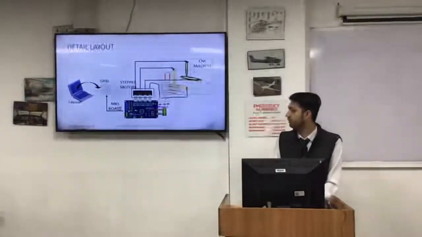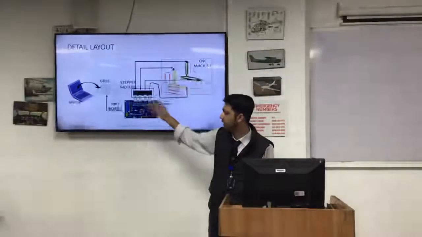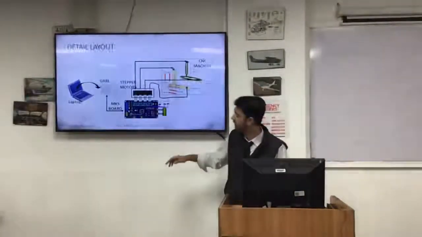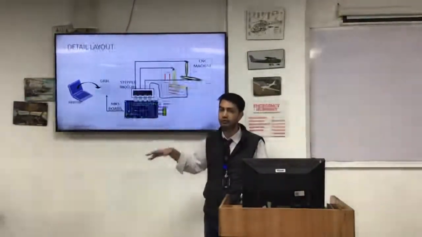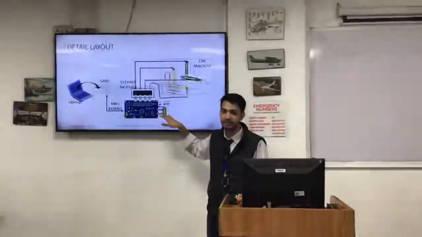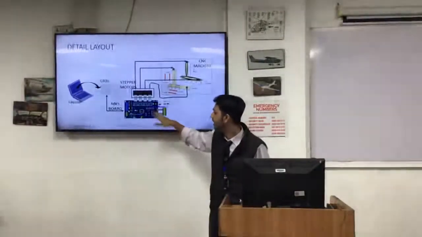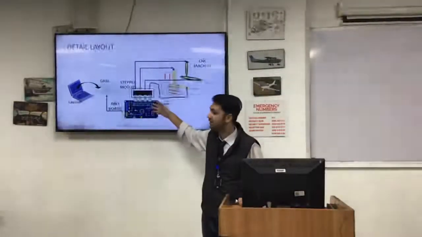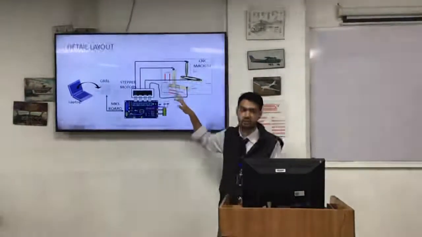Here is the detailed layout. The MKS board, laptop, and first of all we have a laptop. Garble is a software that is used to load a hex file into the MKS board. Now the drivers that are used to control the stepper motors, we are using stepper motors in this project, are placed on the MKS board. The drivers control the NEMA 17 stepper motors that we are using and they further control the movement of the machine.